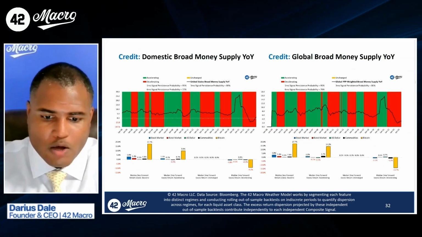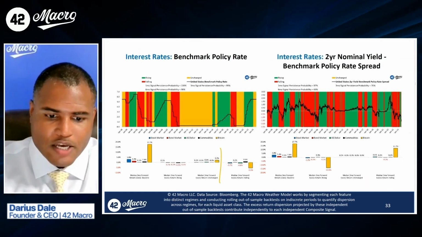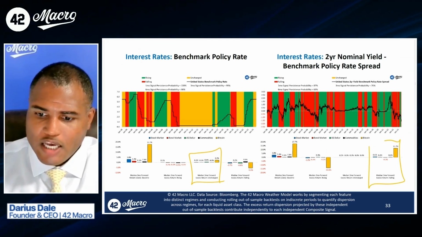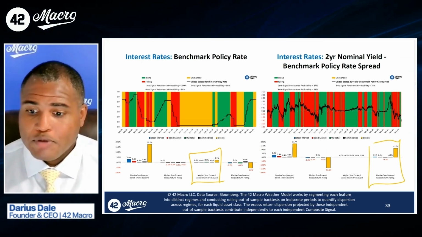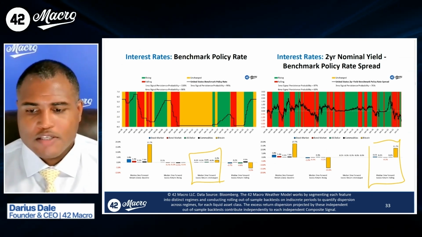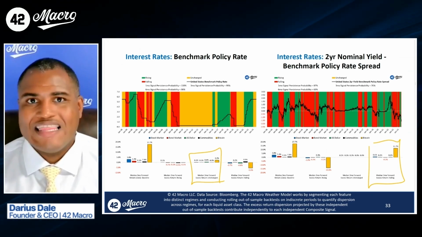The credit growth is trending lower in both instances, both domestically and globally. The benchmark policy rate is trending sideways. The 2-year nominal yield spread relative to that benchmark policy rate is falling on a trend basis and projecting rate cuts. The rate cuts part is less relevant. What matters to asset markets is the movement of these signals, the movement of the cycle, as opposed to where you are in the cycle.